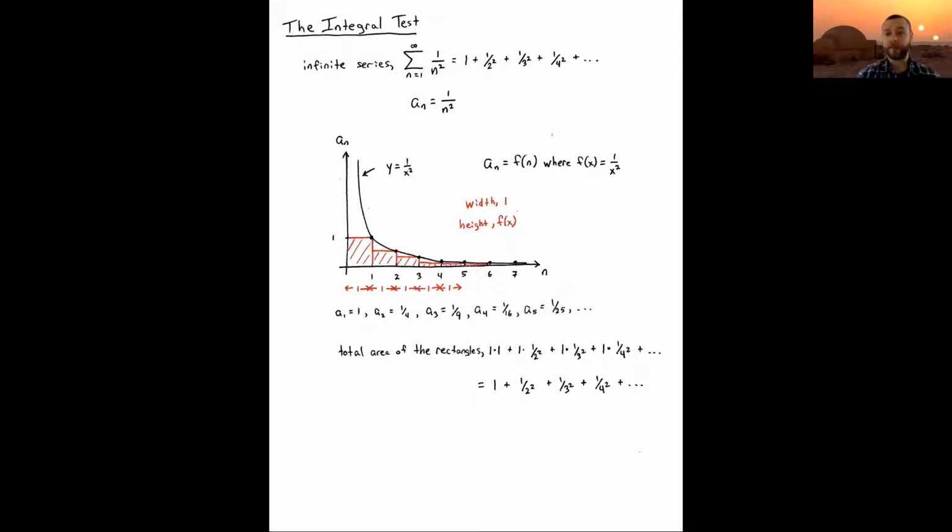Notice the multiplying by the width, which has the value 1, doesn't really do anything, but it makes a connection for us from an infinite series to this integral, thinking of it as approximating area beneath a curve.